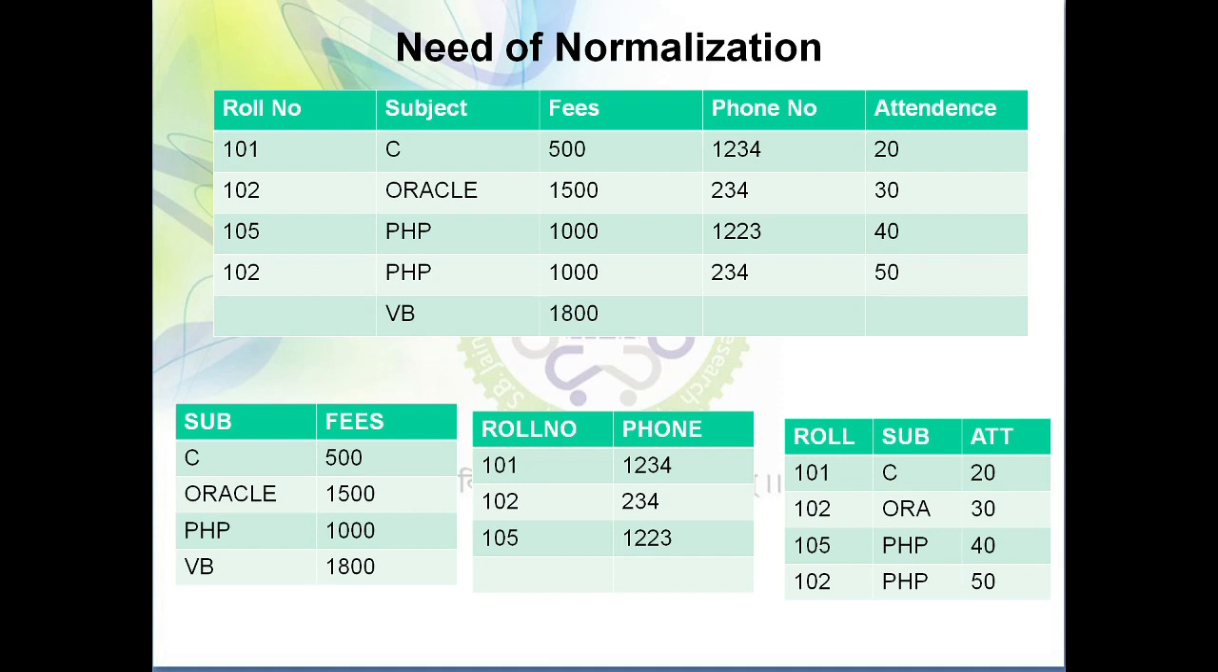This is called a deletion problem. Then the third kind of problem is an updation problem. Now here roll number 102 is repeated two times, in the second row and the fourth row. Suppose I have decided to change the phone number of a student having roll number 102.